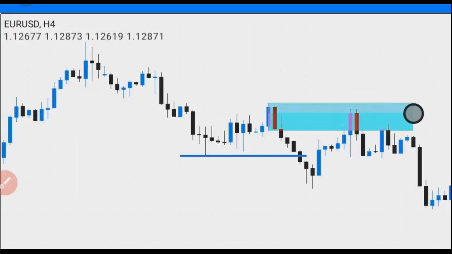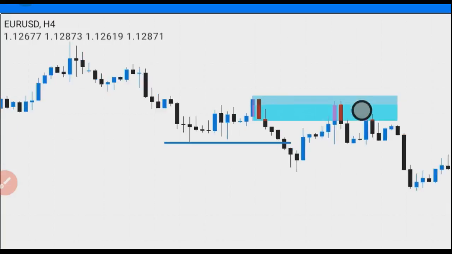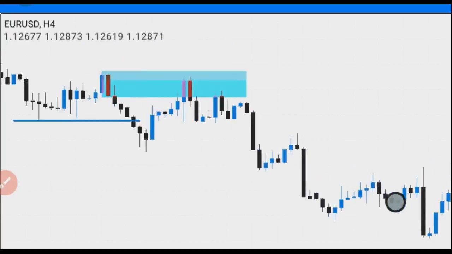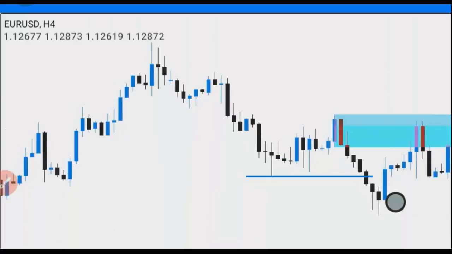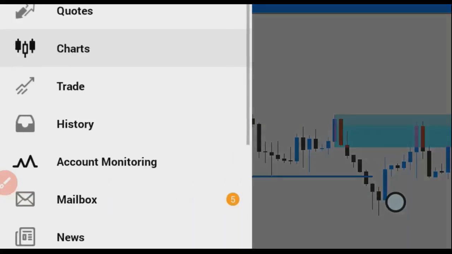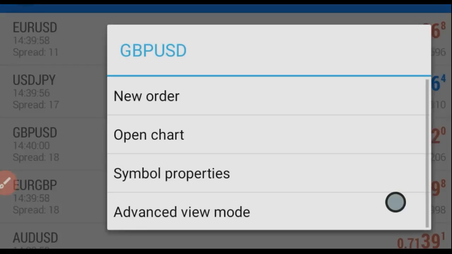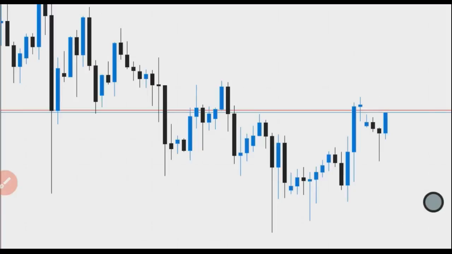So you mark that out as your OB and wait for price to return to it, and look at how price fared when price returned to it. Can you see that? Very simple strategy. You can make tons and tons of money using this strategy. All right? So let's check for another example. Let's look at GBP USD.